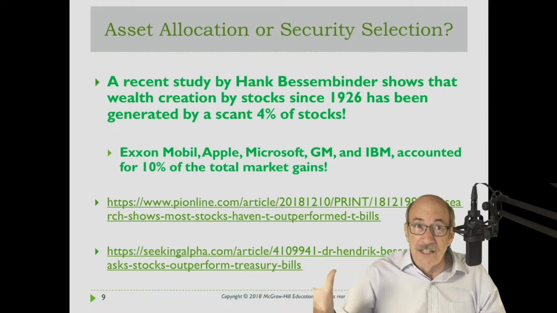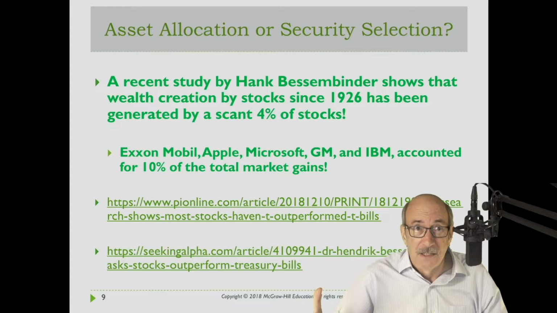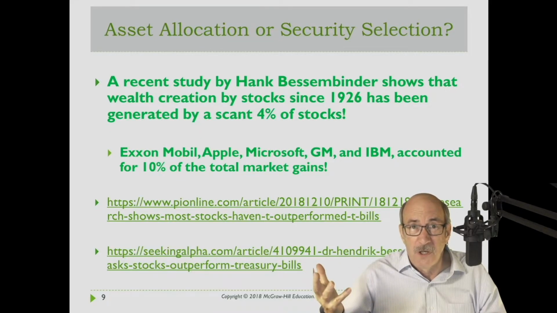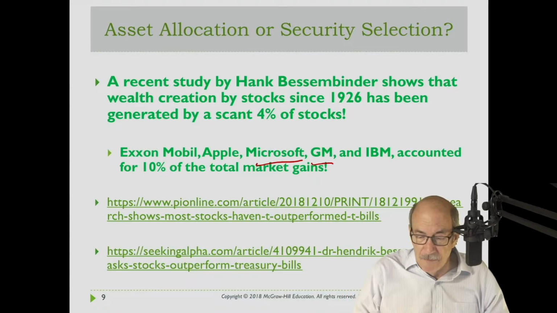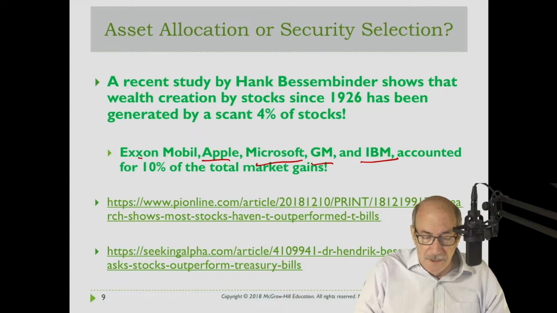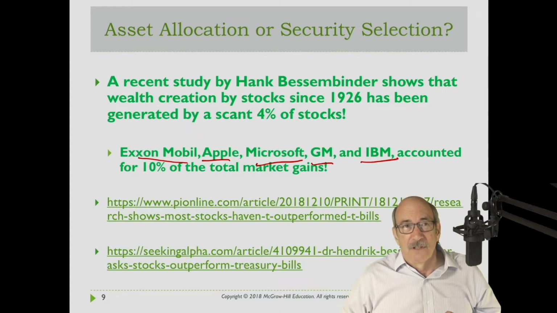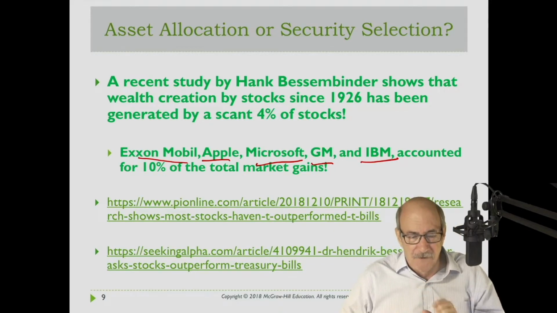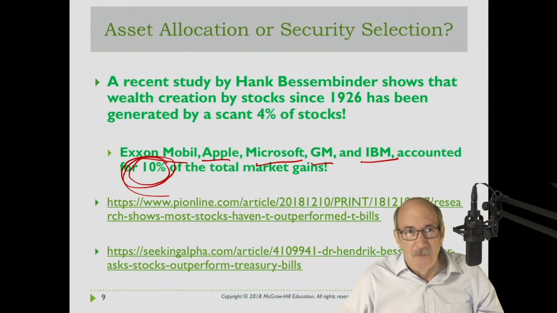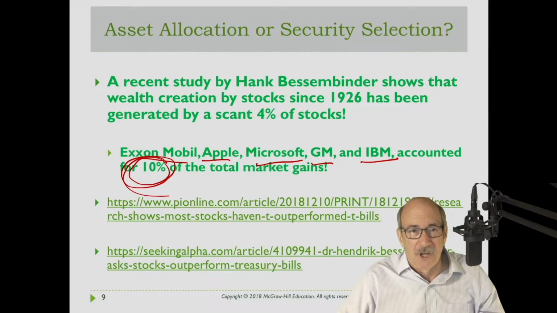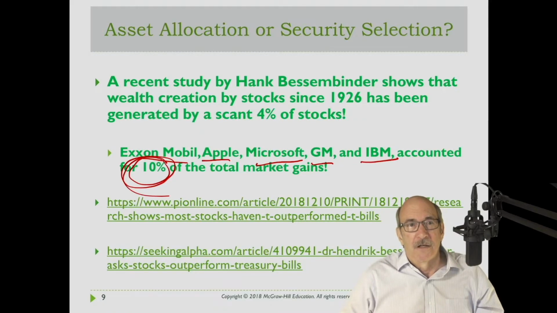The other 19 stocks didn't do even as well as putting your money in a money market mutual fund. And in fact, even more to the point, the 5 stocks listed here, Exxon, Apple, Microsoft, GM, and IBM, just 5 stocks accounted for an entire 10% of the total gain in the market over that span of time. It's an incredible finding.